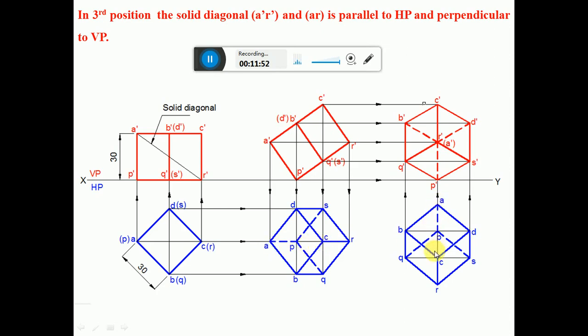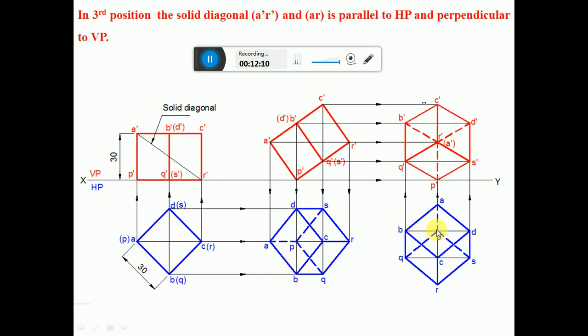From A you mark that point. Similarly, you measure the distance from A to P by using the compass. From A you mark that point. So from P you draw a horizontal line. Then you measure the length from P to B and also P to D. Both are going to have the same distances.